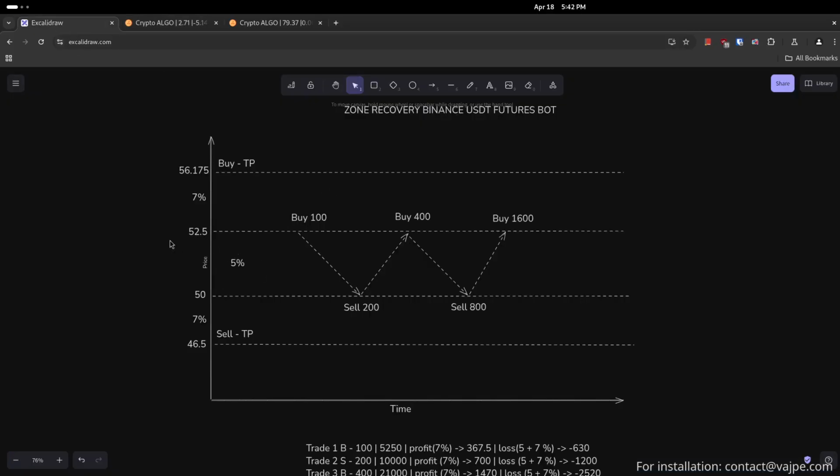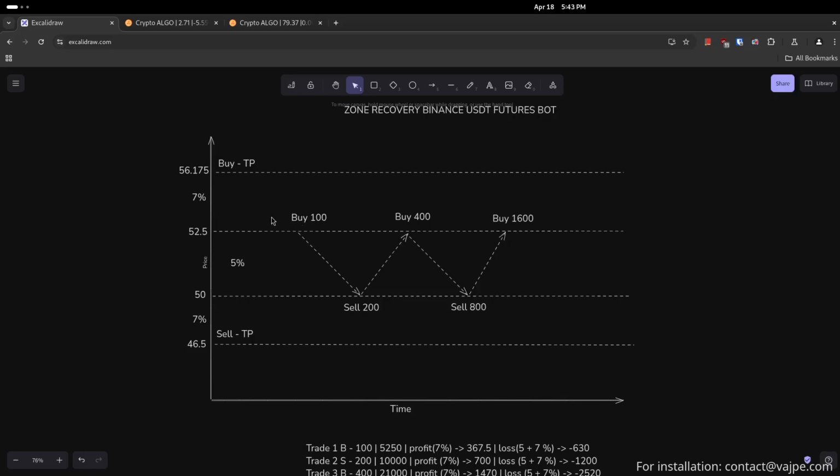Say the current price of the coin is 52.5, right? You have set a certain initial capital, and according to it you need to buy 100 quantity of that coin. It buys 100 quantity at 52.5 price. And then what are the next possibilities? You end up in profit, or the price goes against you, right?